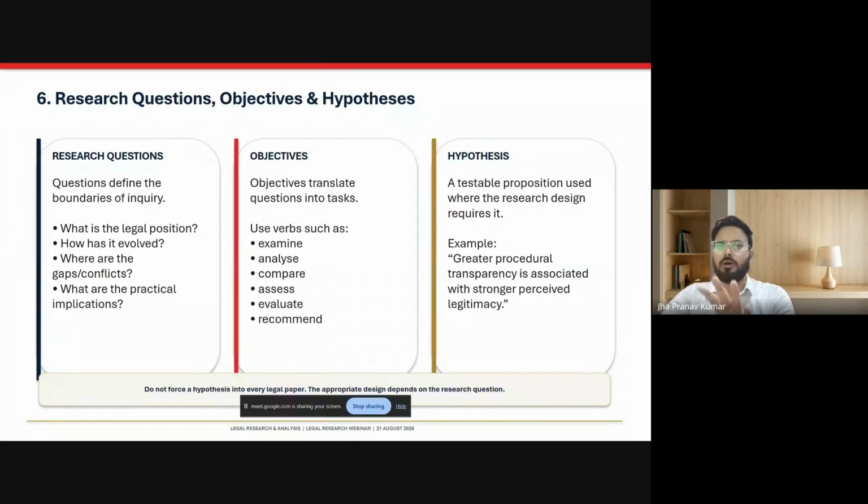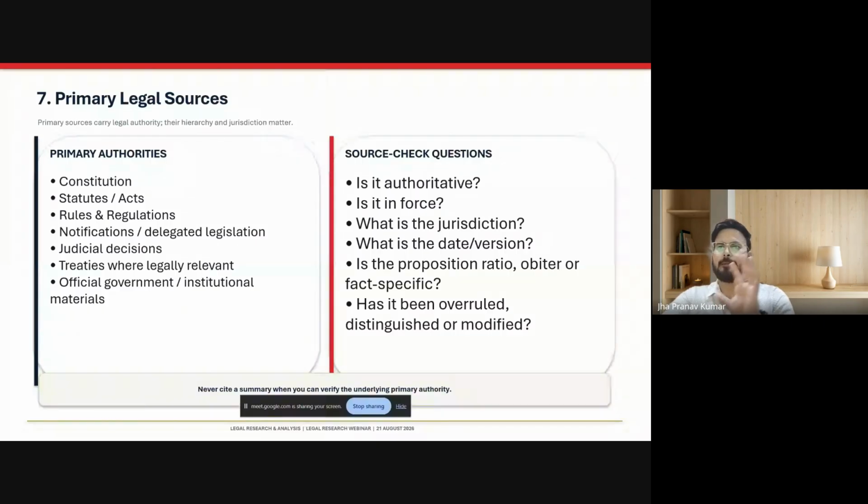So I understand that you all understand the very basic meaning of hypothesis. Research question, I understand कि आपको पता है कि research question कैसे बनाना है, research objectives आपको कैसे frame करना है. I'll share the PPT, don't worry.